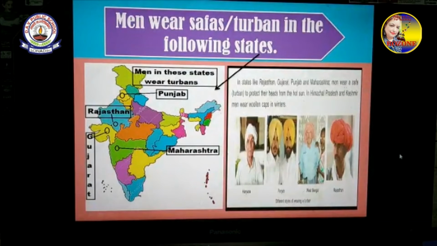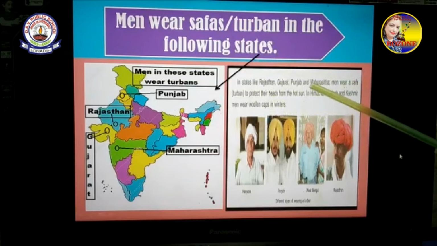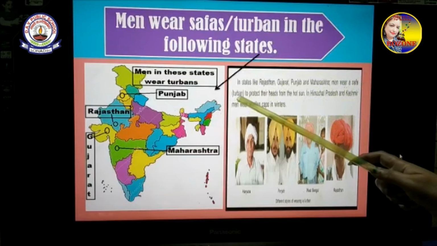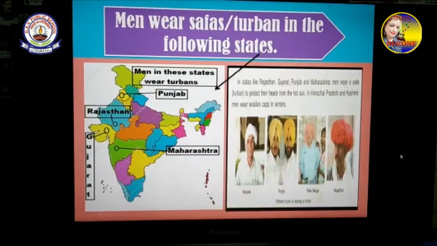Now we are going to see about the men. Men wear safa or turban in the following states. In states like Rajasthan, Gujarat, Punjab and Maharashtra, men wear a safa, that is called turban in English, to protect their heads from the hot sun. It is very hot in the summertime, so they protect their head from the hot sun, and like we protect ourselves from the cold also. So it serves two purposes.